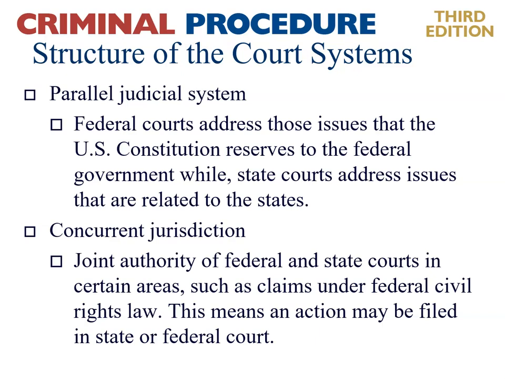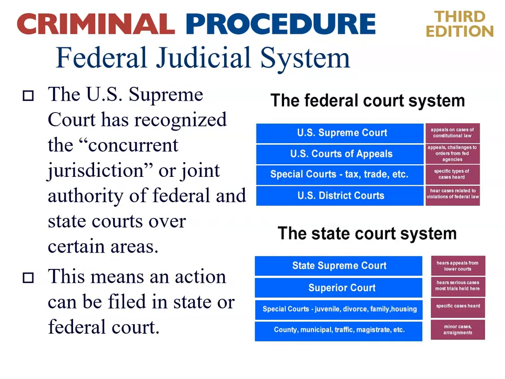And concurrent jurisdiction means there's a joint authority of federal and state courts in certain areas, such as claims under federal civil rights law, etc. And this means an action may be filed in state or federal court. So, just for information. So again, the U.S. Supreme Court has recognized the concurrent jurisdiction or joint authority of federal and state courts over certain areas. And this means an action can be filed in a state or federal court. Now, here you can look, I have a diagram to the right where you can take a look at kind of a quick down and dirty look at the federal court system versus the state court system.